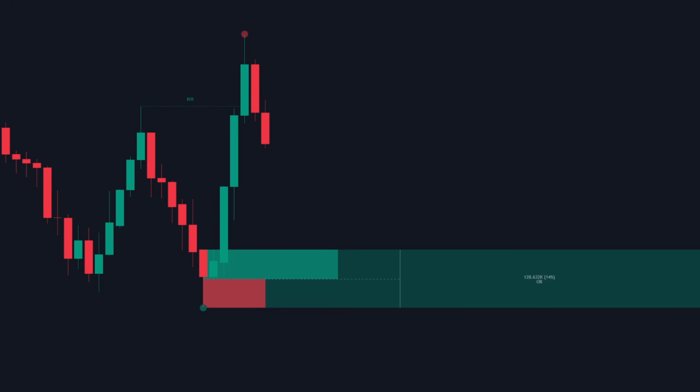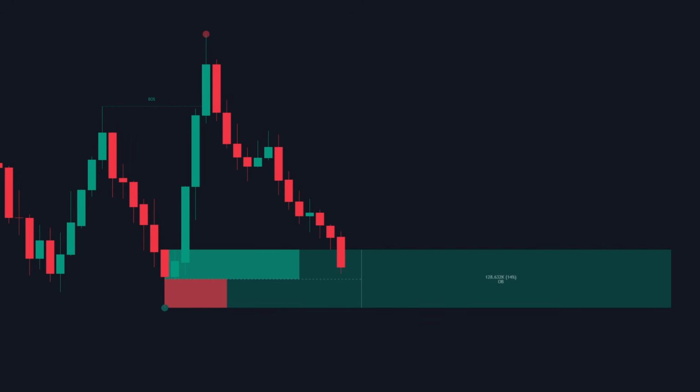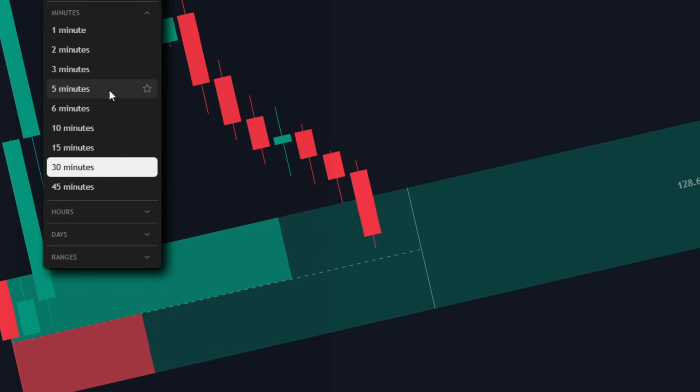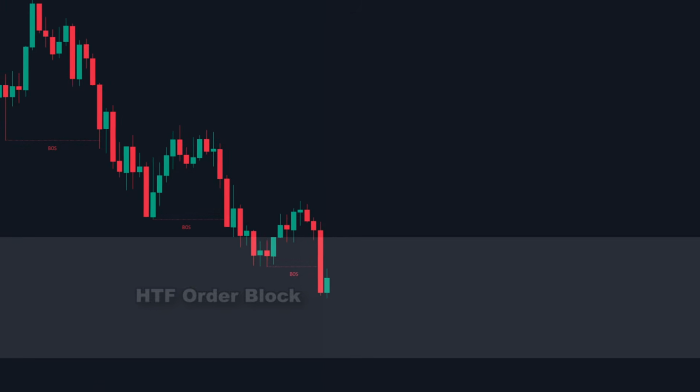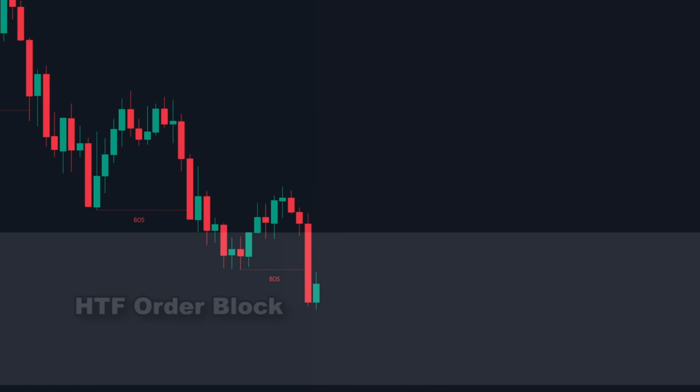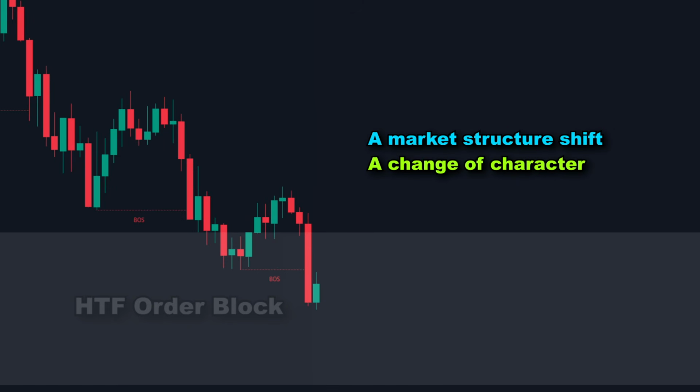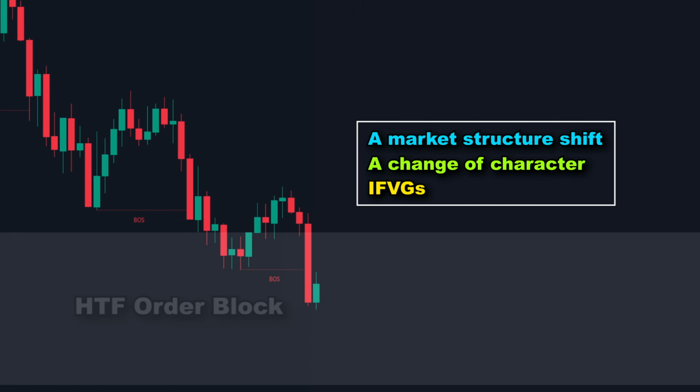Don't enter yet. Let price come back into the order block on its own. Once price reaches the area, drop down to the lower time frame and closely monitor the price action for signs of reversal. These signs could include a market structure shift, a change of character, or other reversal signals such as IFVGs. That's confirmation that the selling pressure that pushed price into the order block is now exhausting itself.